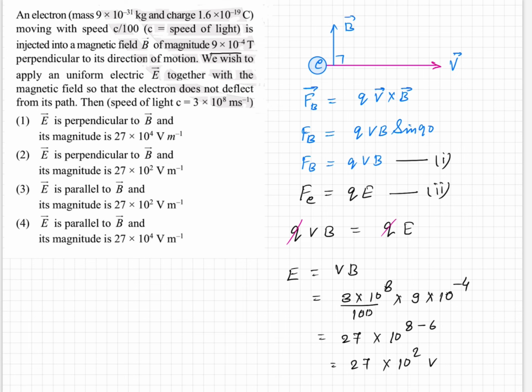The electric field is in volt per meter. This is the answer. So we have option 1: E is perpendicular to B and its magnitude is 27 × 10^4. This is wrong. Second option, 27 × 10^2, and E is perpendicular to B. So the correct option is option 2.